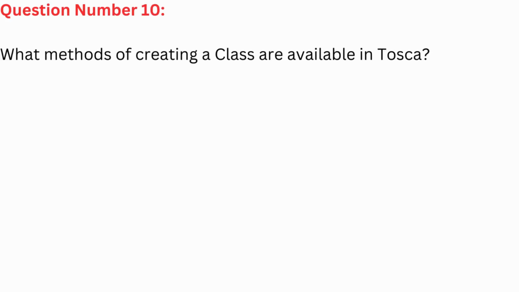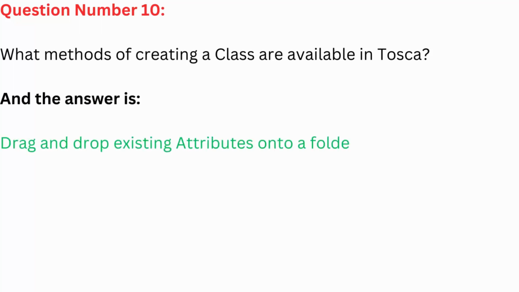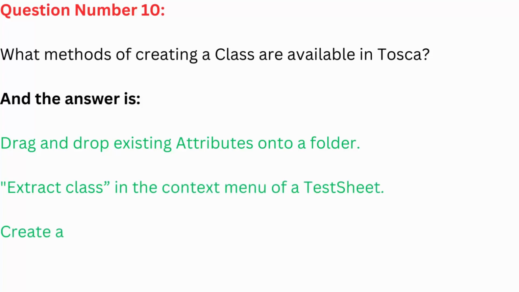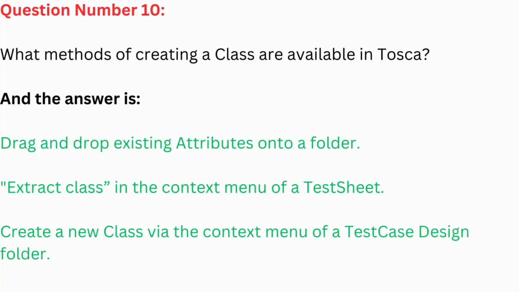Question number 10. What methods of creating a class are available in Tosca? And the answer is: drag and drop existing attributes onto a folder. Extract class in the context menu of a test sheet. Create a new class via the context menu of a test case design folder.